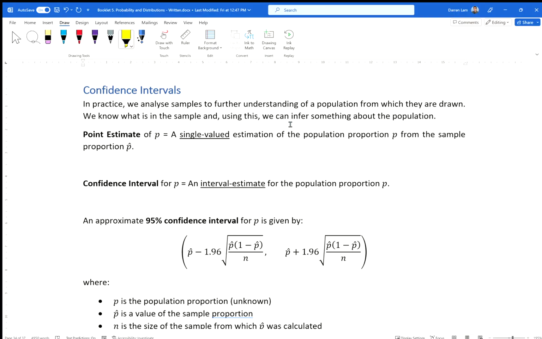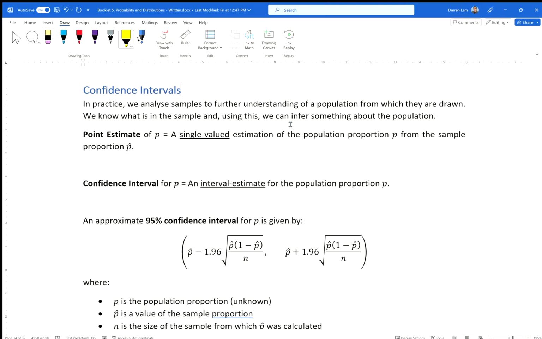So there are a couple of key definitions there. I'm going to start with the bottom one. A confidence interval for P is an interval estimate for the population proportion P. Essentially what happens is I'm saying, let's pick a number, I'll say 95% because that's a conventional percentage. There's a 95% probability, or 95% confidence, that a certain value is between there and there, right? So essentially what we're going to get is a range or an interval of values. Our point estimate is a single valued estimation of the population proportion P from the sample proportion. We'll get to that in a moment.